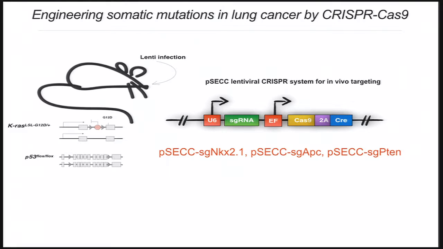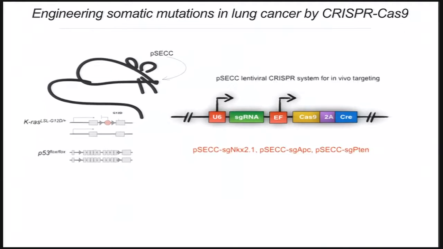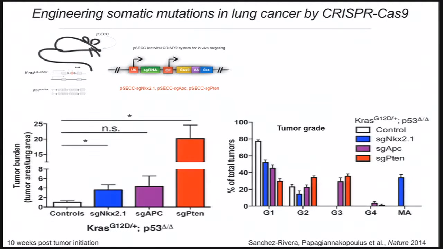And they decided to test this against three tumor suppressor genes, NKX2.1, APC, and P10. And quite satisfyingly, in all three cases, we observed increased tumor formation in these animals. The tumor burden in all three cases increased over the control animals. The presumed loss of function of these genes accelerated tumor development as we expected, and the tumor grade increased as well. The tumors progressed more rapidly.